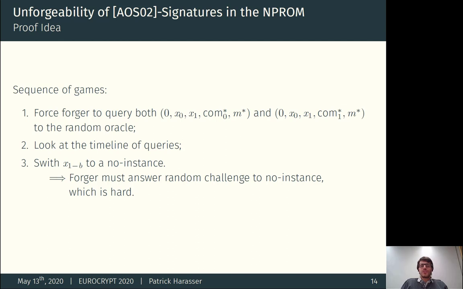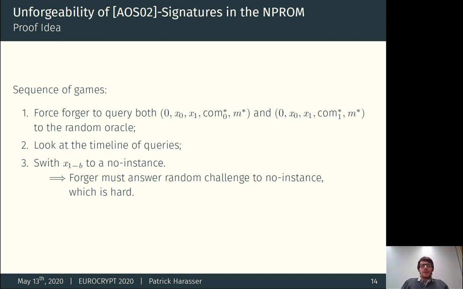The forger will not notice this change because we are assuming that the underlying relations are decisionally hard. So we are now in a situation where the forger has to answer a random challenge to a commitment made beforehand for a no instance. And by the special soundness property of the protocols, this is very unlikely. So this cannot happen, and we can thus rule out the existence of the forger of the sequential OR signature scheme without having to program the random oracle.